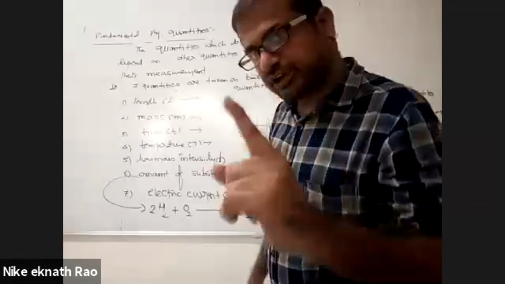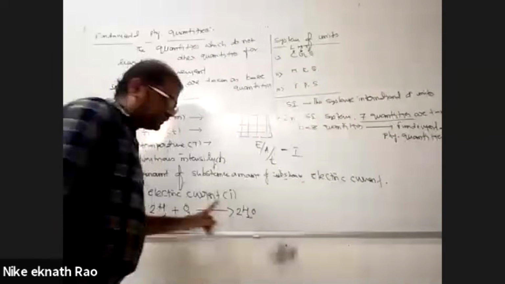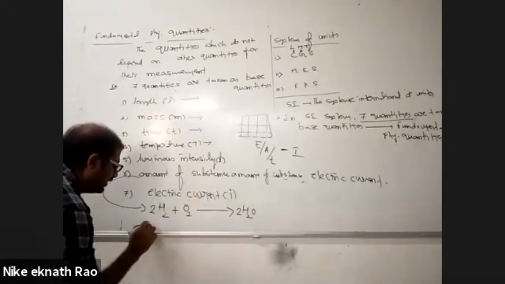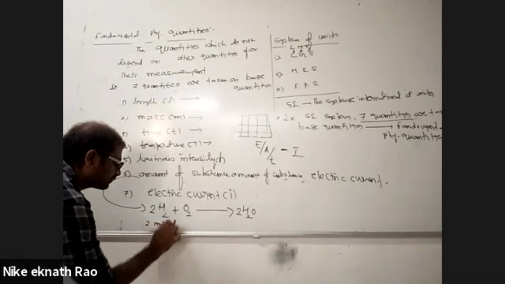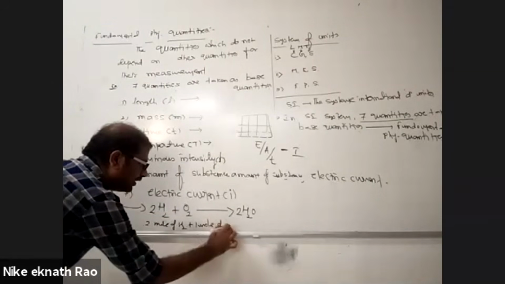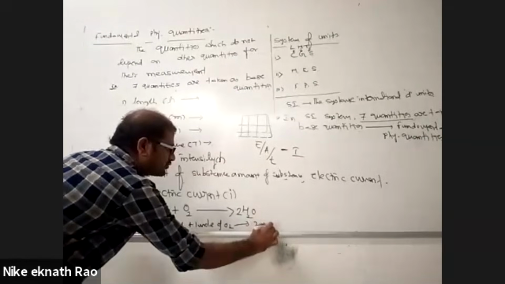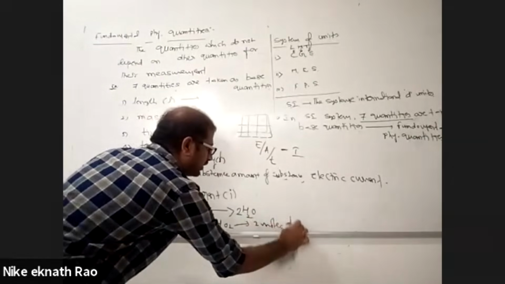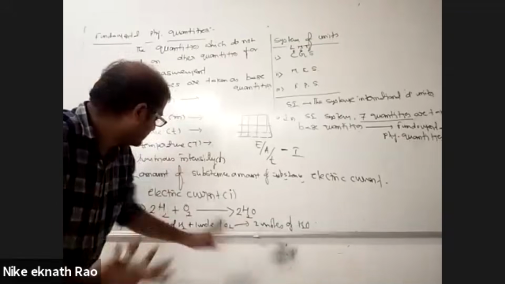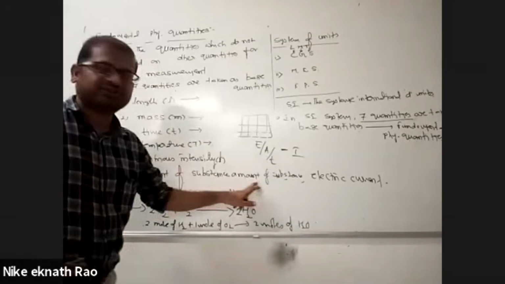One more is the electric current. In 10th class you studied electric current. What did you study? Tell me. How do you define electric current? 2 moles of hydrogen plus 1 mole of oxygen gives rise to 2 moles of water, and the physical meaning of this is how much quantity, that is the amount of substance. It is measured in moles.